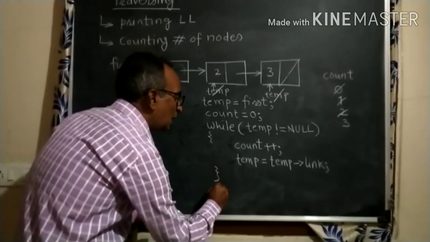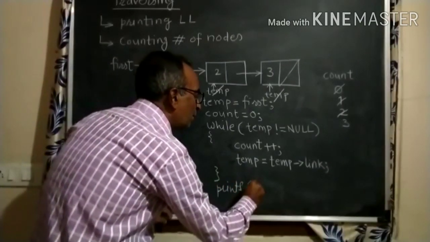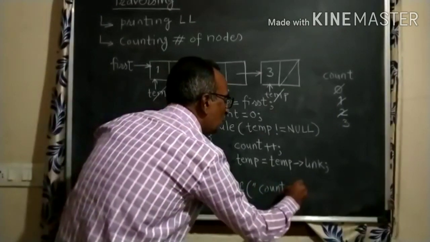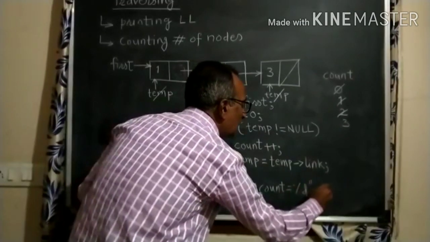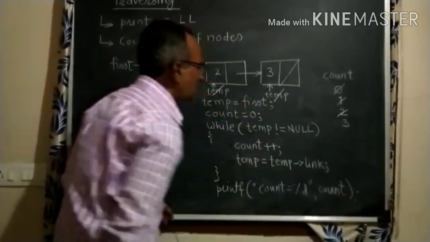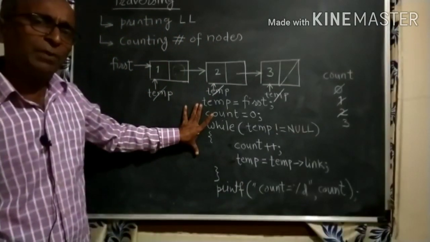So you can either print count, printf count is equal %d, and here you can have count. So this is central logic for counting.